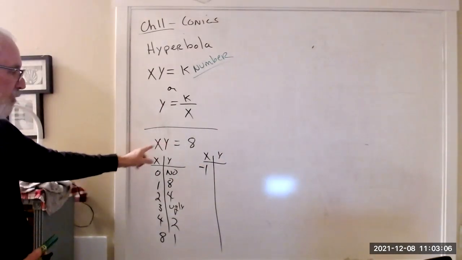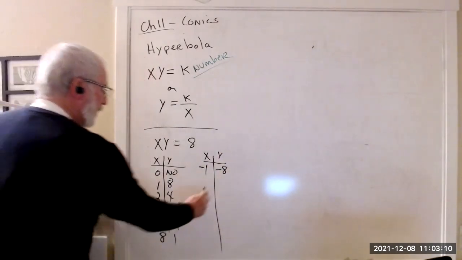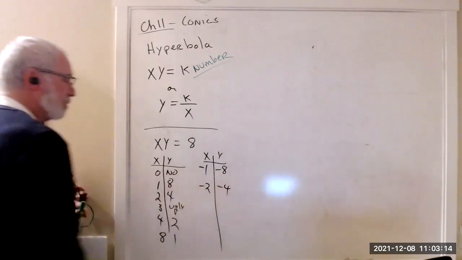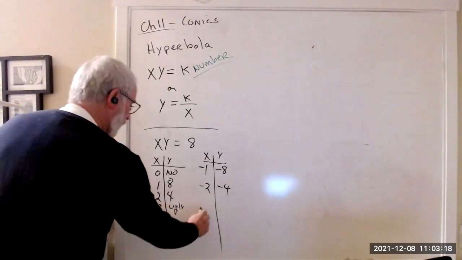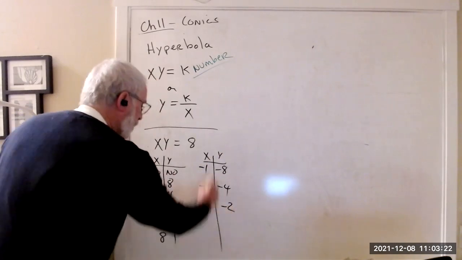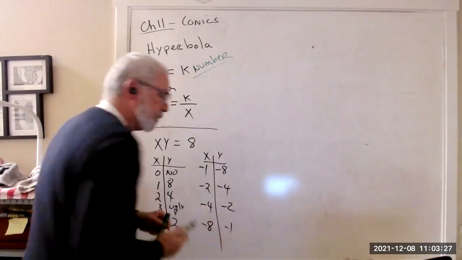If x is -1, y is -8. If x is -2, y is -4. If x is -4, I'm going to skip the ugly things, y is -2. If x is -8, y is -1.